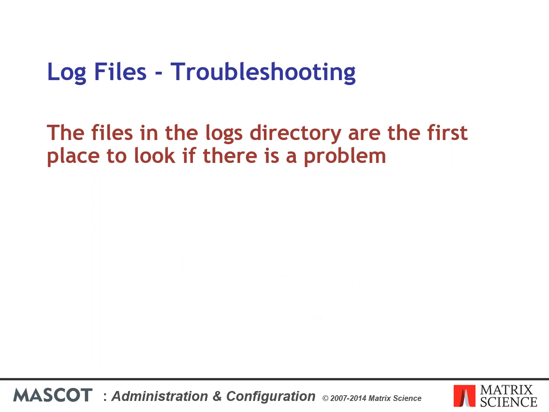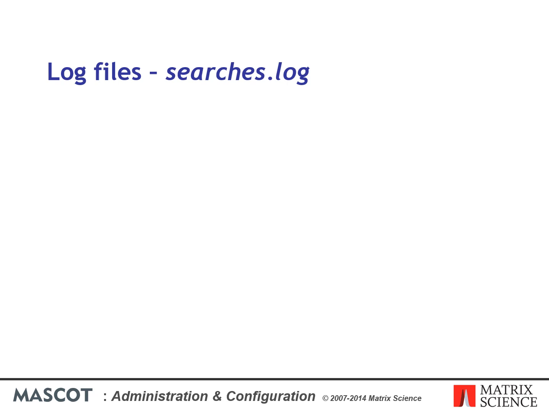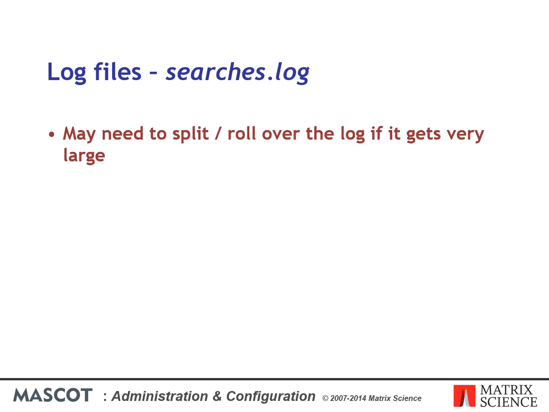The log files are the first place to look if there is a problem. Most of these files can be accessed from a browser via links in the database status utility, which we'll come to in a minute. Every Mascot search adds a new line to the searches log. If the server is busy, the log files can get very large. For most of the logs, you'll probably want to delete the file from time to time.